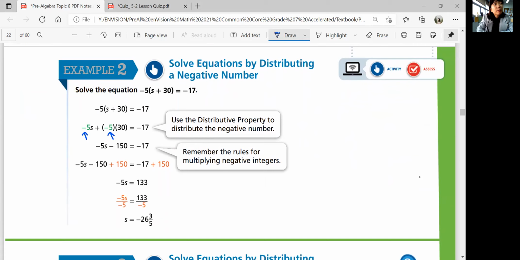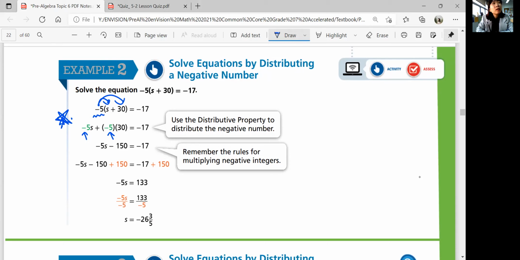So -5 times the parentheses, when you distribute it, you need to multiply -5 each time. You can't just say, oh, I'm going to multiply -5 here, and I'm going to multiply +5 here. No, that doesn't work. -5 needs to be multiplied out for each term. This is very important. A lot of people make mistakes because they forgot to multiply the negative on the second term.